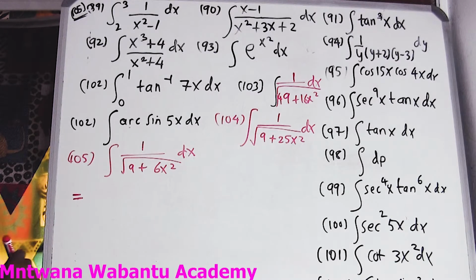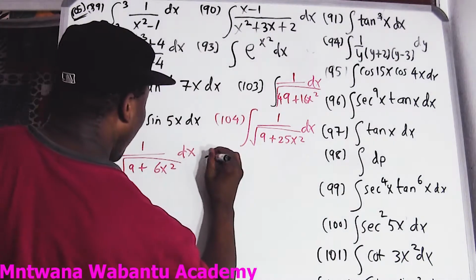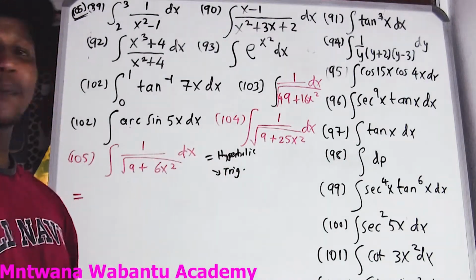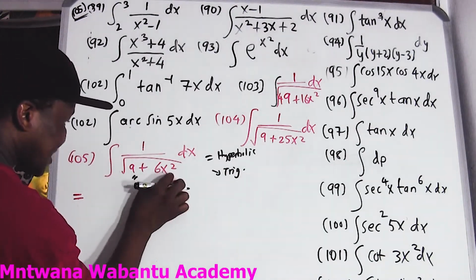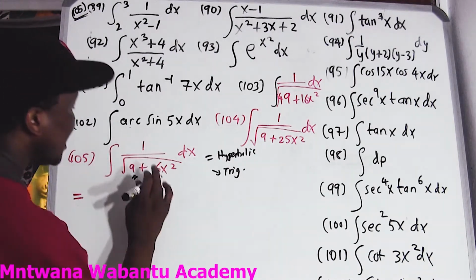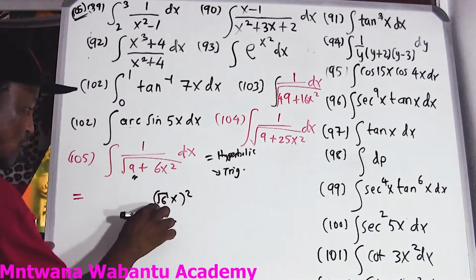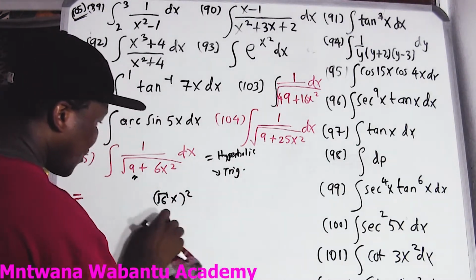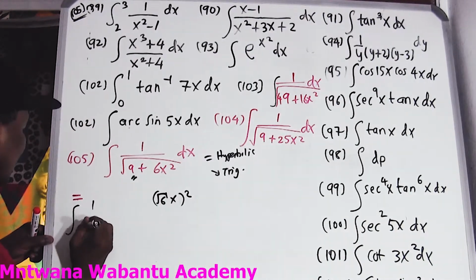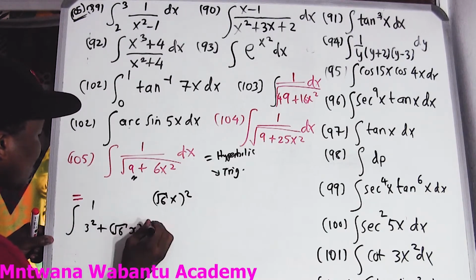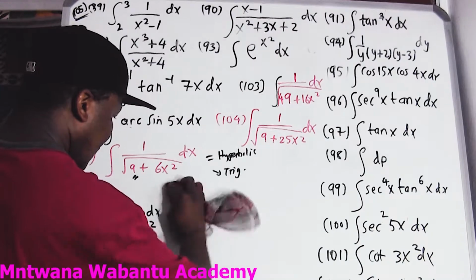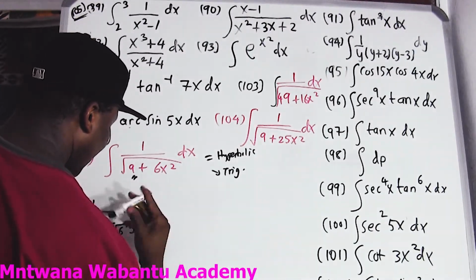Whenever you have a square root and there's a plus here, you can solve it in two ways: hyperbolic, or trigonometric with a log. In the exam they might tell you to solve it as hyperbolic. It looks like a tan, but it is a plus, so I have to write it as a square root. Square root of 6 times x squared gives 6 alone, so I rewrite it as the integral of 1 over the square root of 3 squared plus the square root of 6x, all squared, dx.